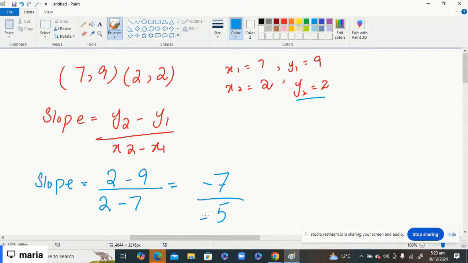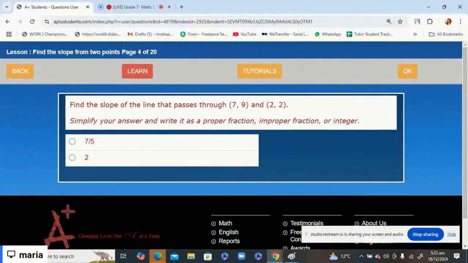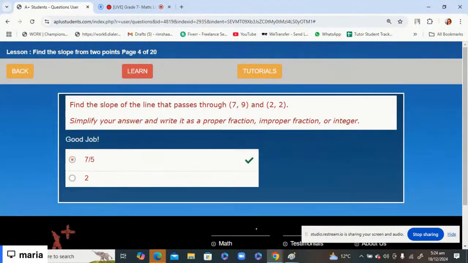2 minus 7, what is the answer? Minus 5. Minus minus cancel. Why are we putting the minus sign? Because the greater number has a negative sign with it. So you are going to put the negative sign in both of them. So negative negative cancel and 7 by 5 is your answer. Check it out. Is there any 7 by 5? Yes, in option A. That is 7 by 5.